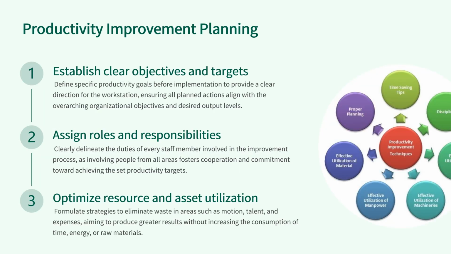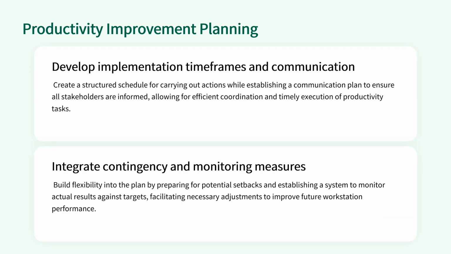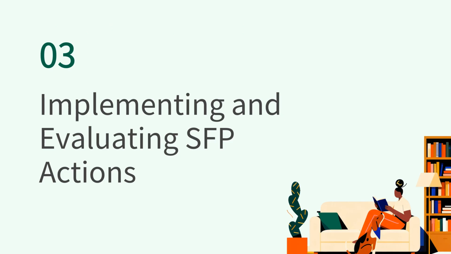All right, productivity improvement planning. Establish clear objectives and targets, assign roles and responsibilities, and optimize resource and asset utilization. Productivity improvement planning, furthermore, develop implementation timeframes and communication, and then integrate contingency, meaning backup plans and monitoring measures.